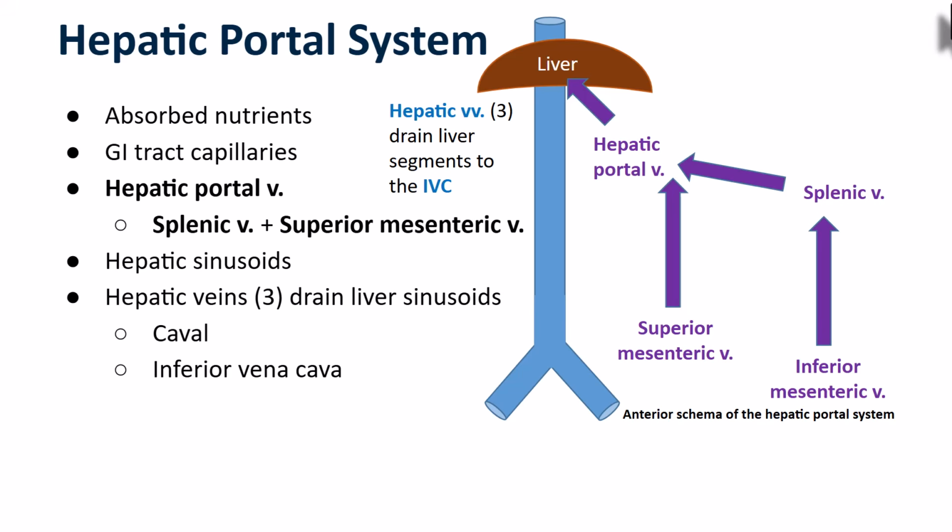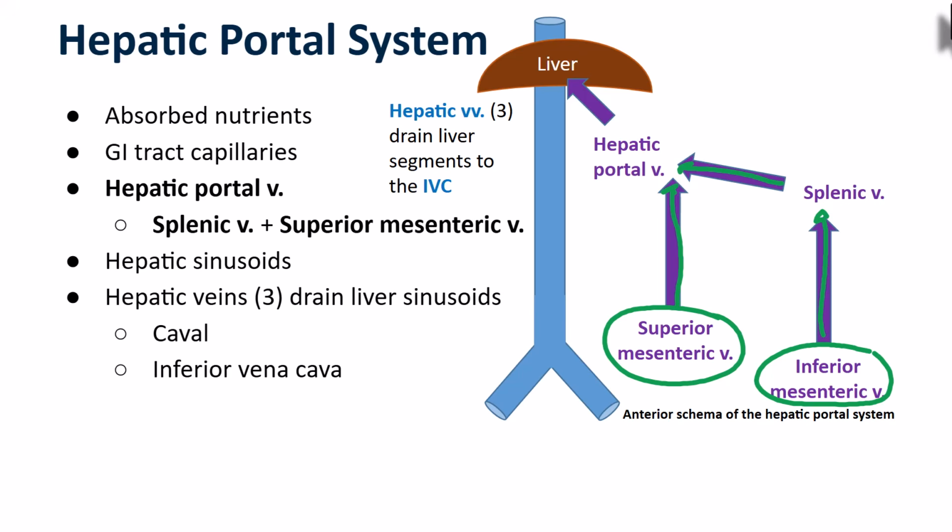So when we think of all of the tributaries which would have flowed through and accompanied inferior mesenteric artery branches, well, there is an inferior mesenteric vein, and that generally is going to drain into the splenic vein. Likewise, there's also a superior mesenteric vein draining the areas supplied by the SMA, and that is going to unite with the splenic vein to form the hepatic portal vein.